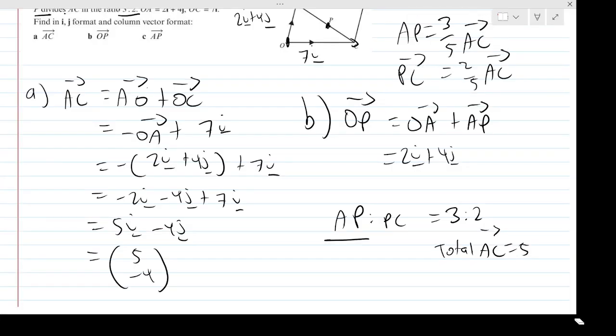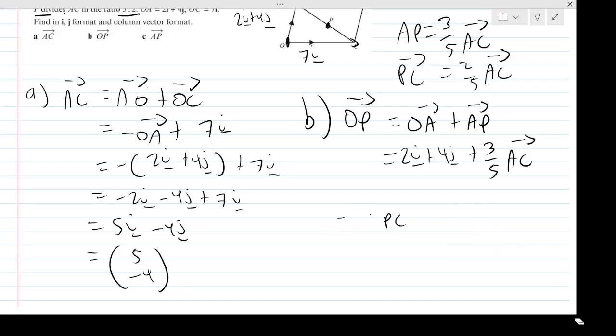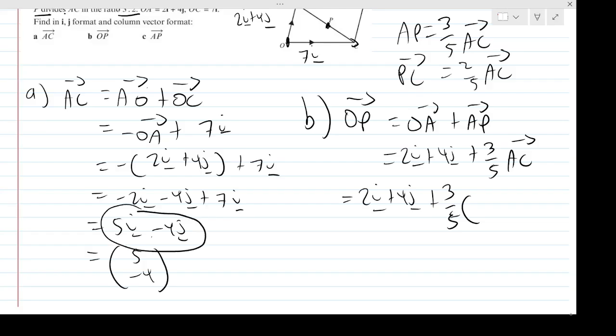Hence what we've got up here. A to P is 3/5 of AC. Hopefully it made sense. I'm just using the ratio they've given us. But I already worked out AC in the first part, it's 5i minus 4j. So then I can say 2i add 4j, then 3/5 of AC, which is 5i minus 4j.